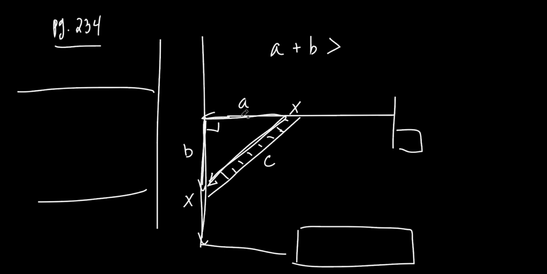Greater than, right, not equal to. Because if it was equal to, everybody would just go down the sidewalk this way and this way, wouldn't they? If it was the same distance, but it's not. This one's shorter. All right, so A and B must be greater than what? Than C. Does that make sense? Yeah.